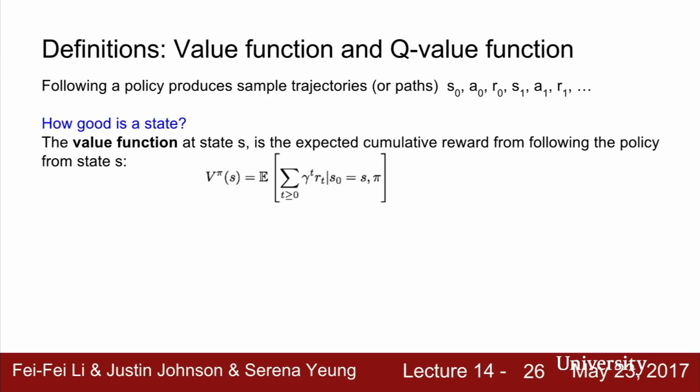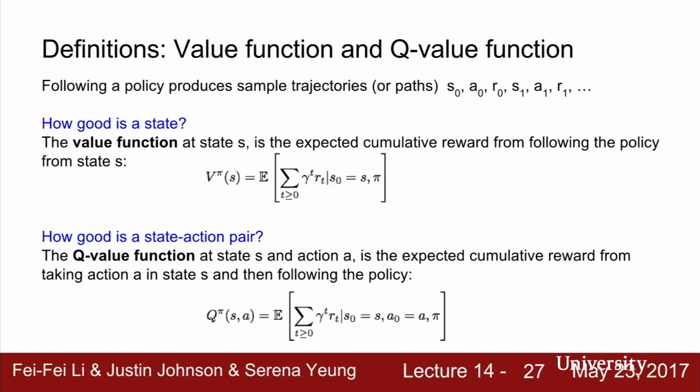So how good is a state that we're currently in? Well, the value function at any state S is the expected cumulative reward from following the policy from state S from here on out, right? So it's the expected value of our cumulative reward starting from our current state. And then, how good is a state-action pair? How good is taking action A in state S? We define this using a q-value function, which is the expected cumulative reward from taking action A in state S and then following the policy.